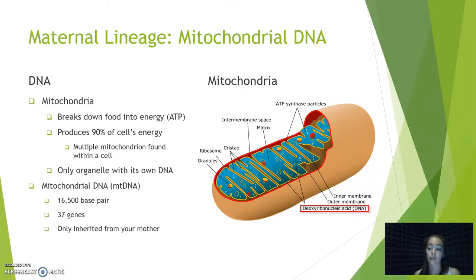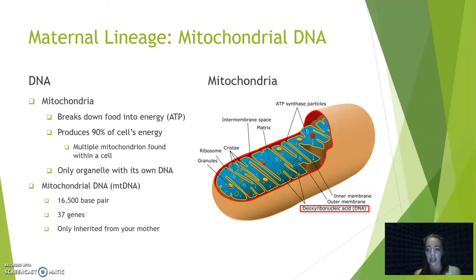So, if you recall, this is the only organelle where DNA is found, and in terms of the DNA, there are 16,500 base pairs. The nucleus had over 3 million base pairs. And in terms of genes, mitochondria, 37, and the nucleus over 20,000. So the sizing is completely different.